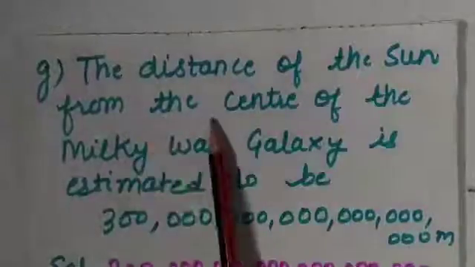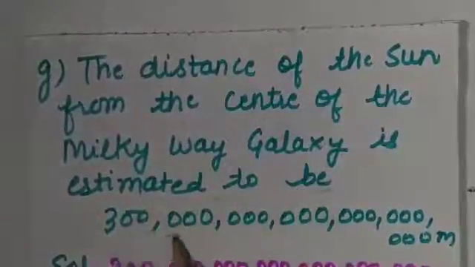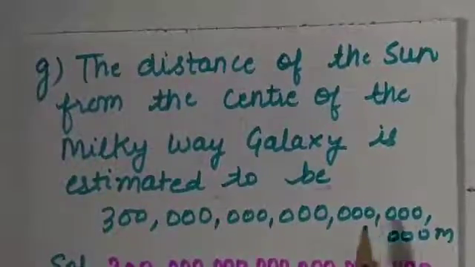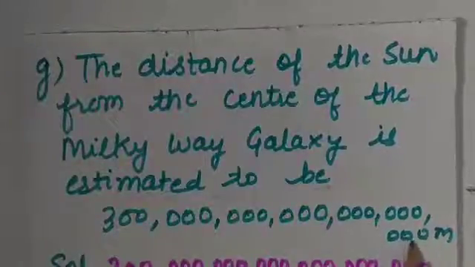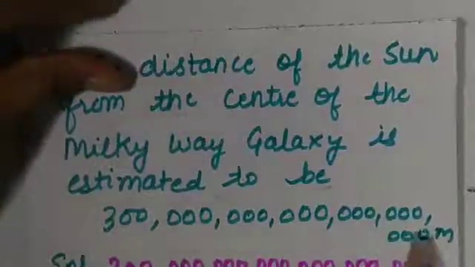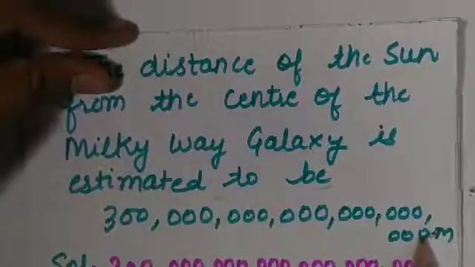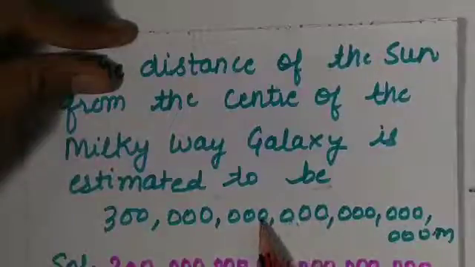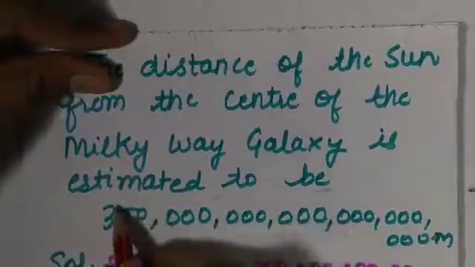The distance of the sun from the center of the Milky Way galaxy is estimated to be 300. This number we have given, so we have to write it in standard form. Let us count the digits at which we have to shift the decimal. At the end we have the decimal, so here it is. Let us start counting: 1, 2, 3, 4, 5, 6, 7, 8, 9, 10, 11, 12, 13, 14, 15, 16, 17, 18, 19, 20. So the decimal should be here.